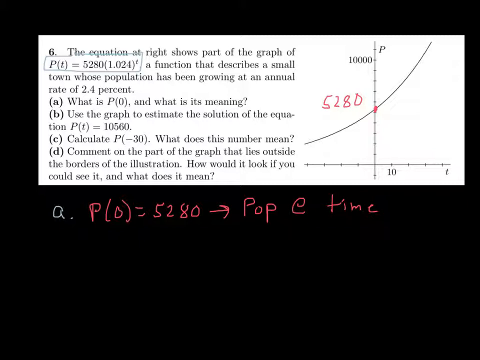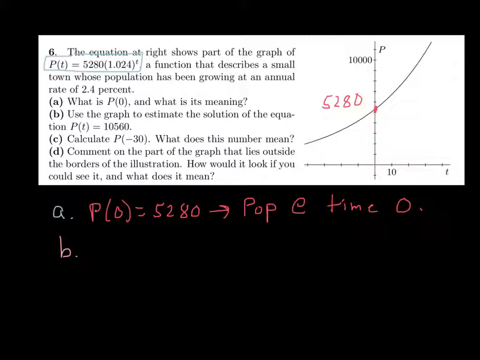Looking at my equation, what was my starting population? 5,280. So P of 0 equals 5,280. And Conrad already said that is the population at time 0, or your starting population. All right, B.